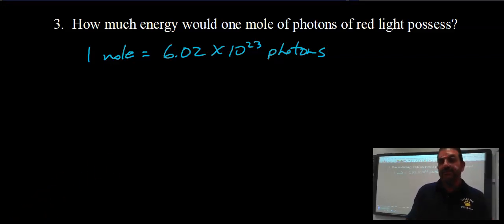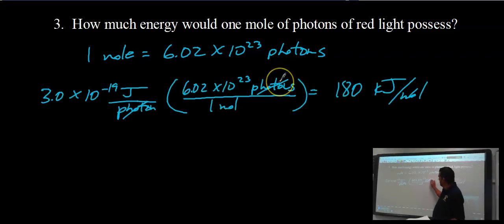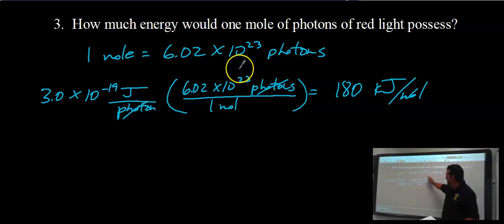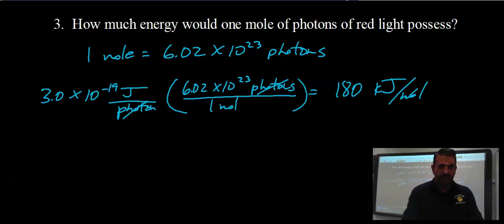Let me show you what that looks like. If you want to try it out, go for it. Pause the video. So notice here we got photons on top. That's going to cancel the photons on the bottom there. This is called the conversion factor. We'll learn formally how to do those later. So you get 180,000 kilojoules per mole. Remember, we want 2 sig figs. And then I just took that big number in joules and converted it to kilojoules. So we get 180 kilojoules per mole, or 180,000 joules per mole.